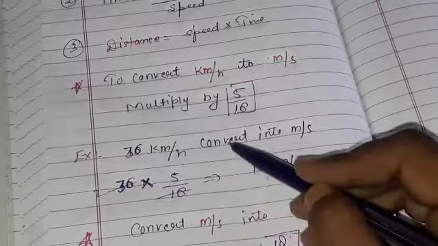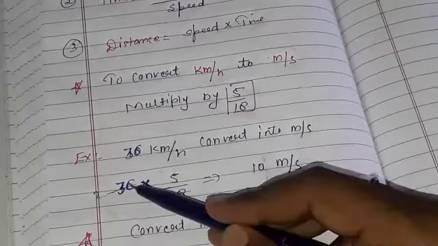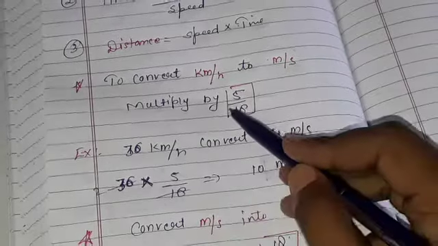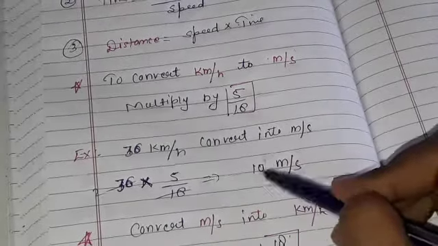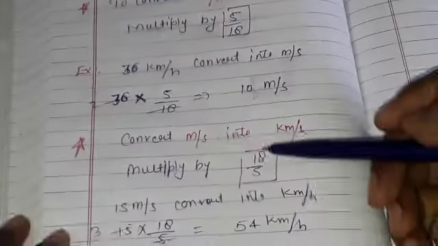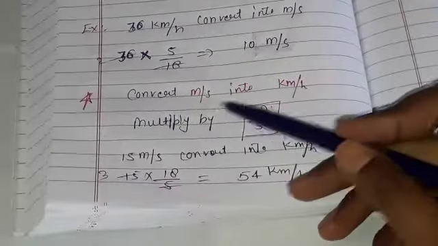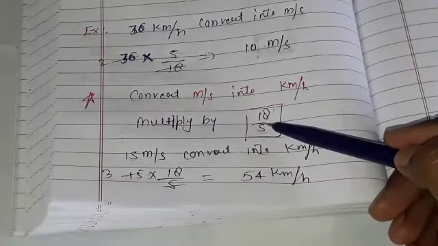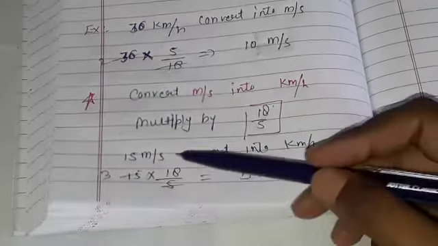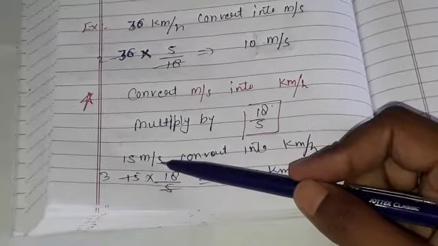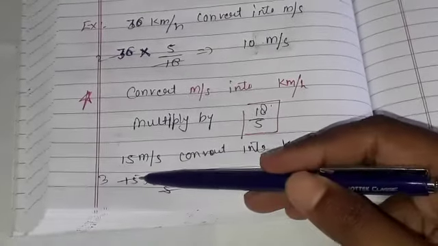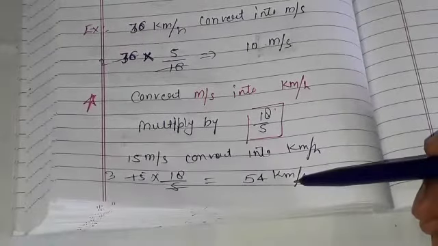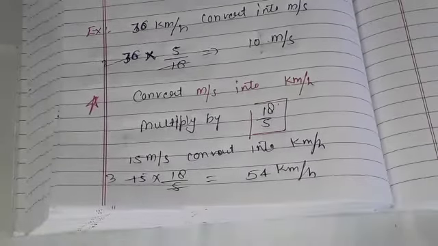This is the example. Convert 36 kilometer per hour into meter per second. For that we multiply 36 by 5/18 and we get 10 meter per second. Similarly, to convert meter per second into kilometer per hour, we multiply the value by 18/5. So how do we convert 15 meter per second into kilometer per hour? We multiply 15 by 18/5 and we get our answer in kilometer per hour.